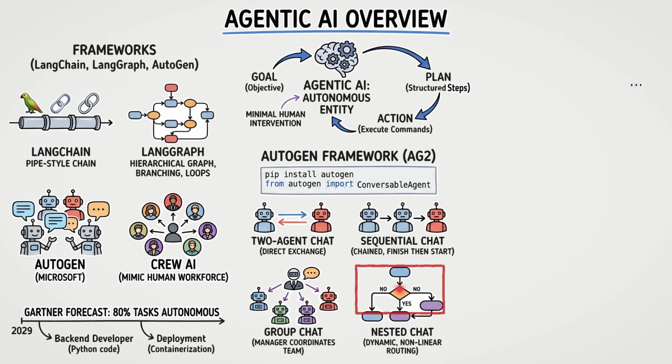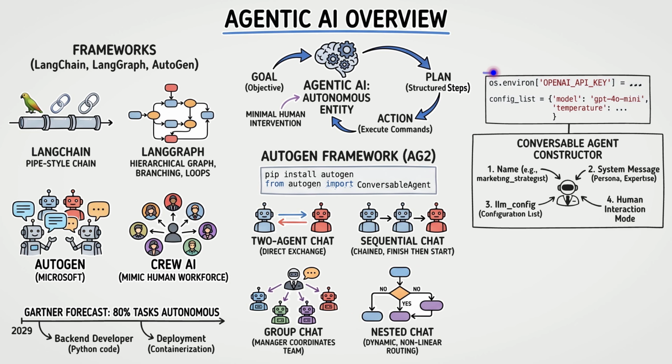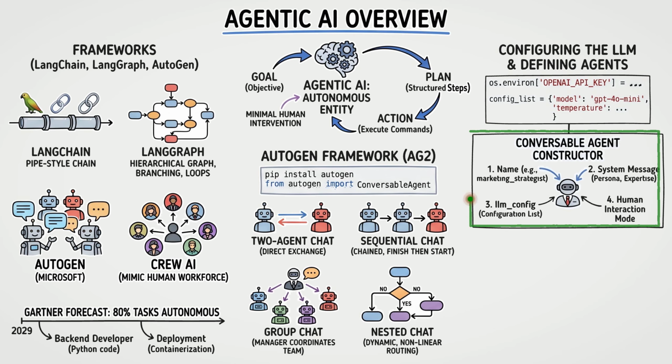To make all this work, we have to configure our agents on the right side. Setting this up requires configuring the large language model. We need our API key in the environment and a configuration list that defines the model like GPT-4o Mini along with its temperature. When constructing our conversible agent, four elements are mandatory.